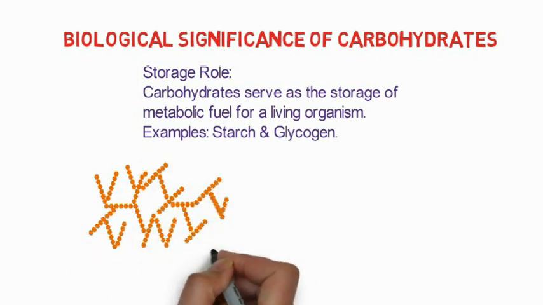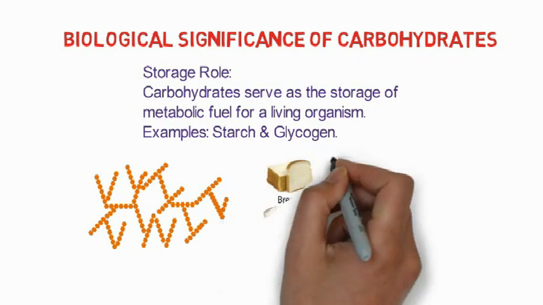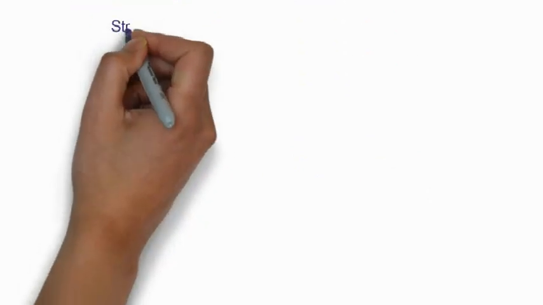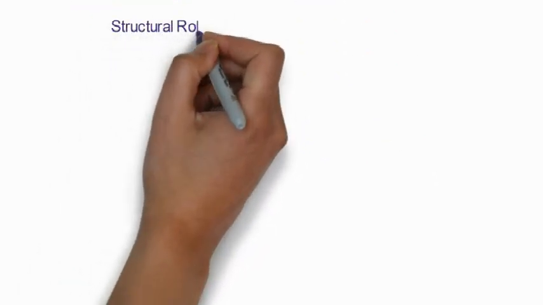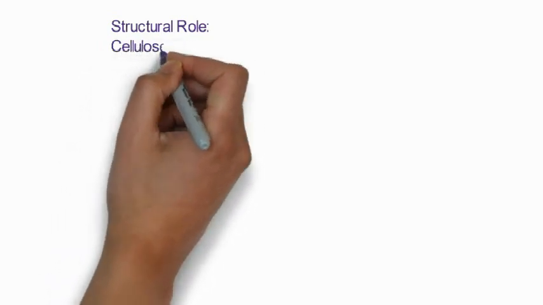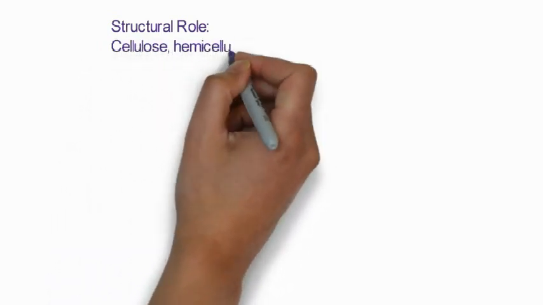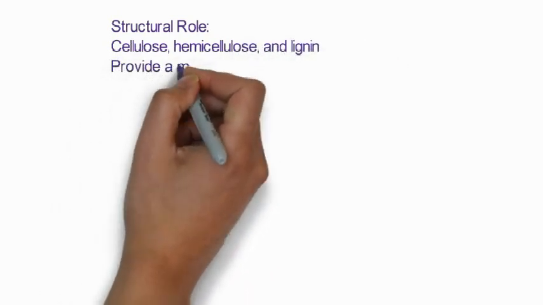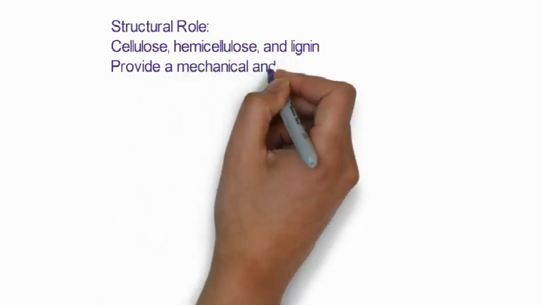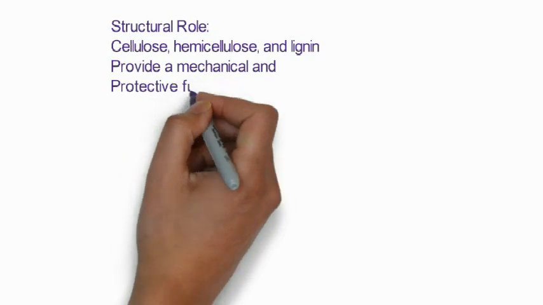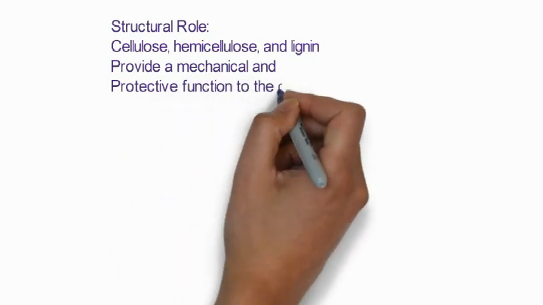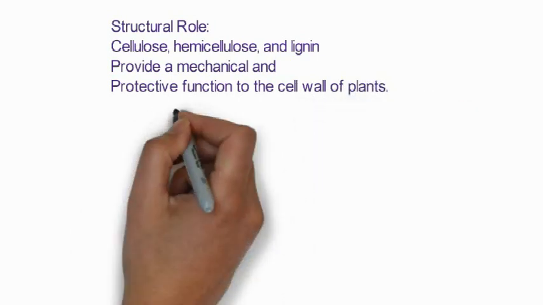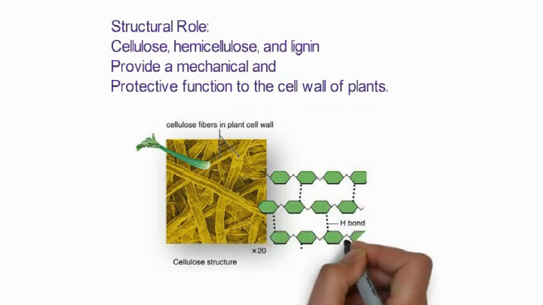These are the two storage forms of carbohydrate in biological systems, and these are the different food types where starch is present. Structural role of carbohydrate. The next important role is their structure: cellulose, hemicellulose, and lignin carbohydrates. They provide a mechanical as well as protective function to the cell wall of the plants. Here you can see the cell wall of the plant.